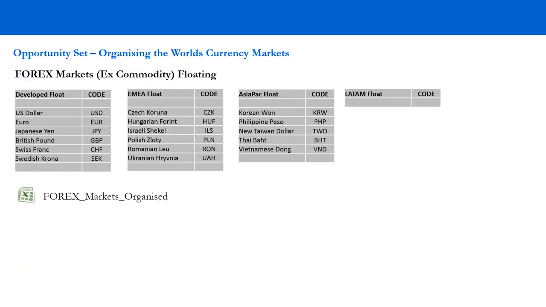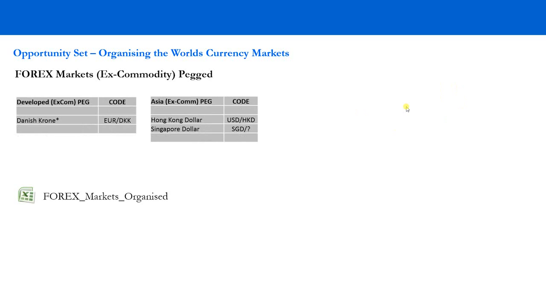Now, we've put the results here of our breakdown from the Forex markets organized sheet. And the first thing we look at is the ex-commodity floating currencies. And what we find is we break down, first of all, by developed float. So what do we mean by that? We mean developed economies that have floating regimes that are not dependent on commodities. Then we have the EMEA floating currencies that are ex-commodity, the Asia Pacific floating that are ex-commodity, and the LATAM. And you can see there's no Latin America there.